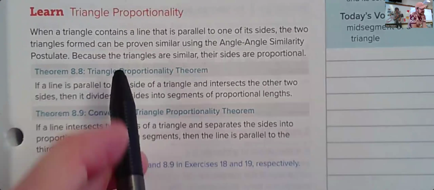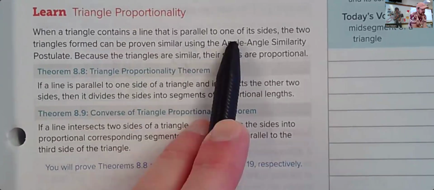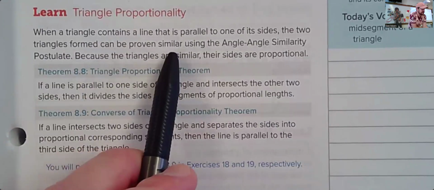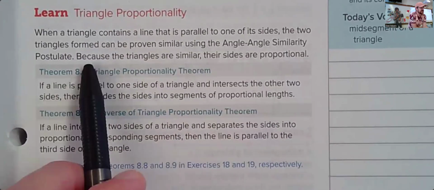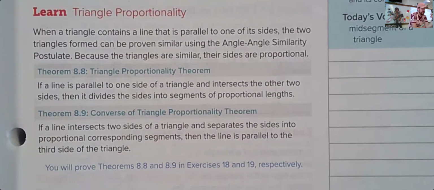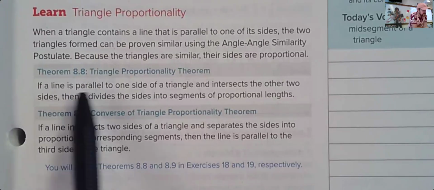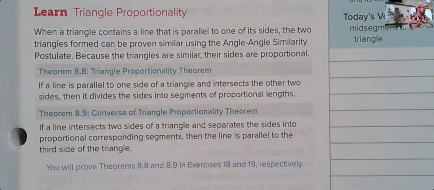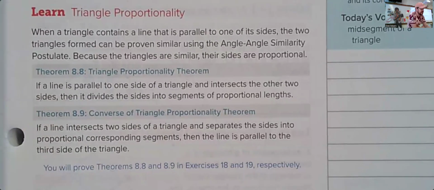So when a triangle contains a line that is parallel to one of its sides, the two triangles formed can be proven to be similar using the angle-angle similarity postulate. So basically, when you have a midsegment, it creates a similar triangle to the large triangle, which is why we can then write things in proportion. What else do we have? Because the triangles are similar, that means the sides are proportional. So the math that we're going to do today is the same type of math we've been working on recently.